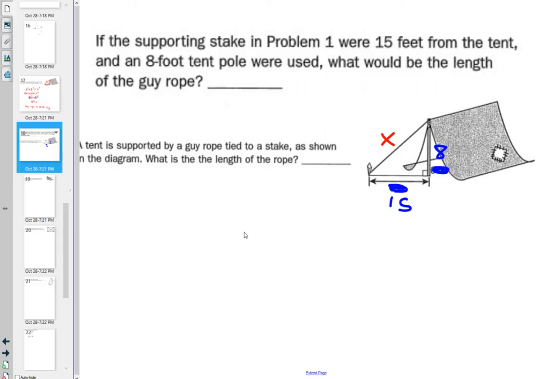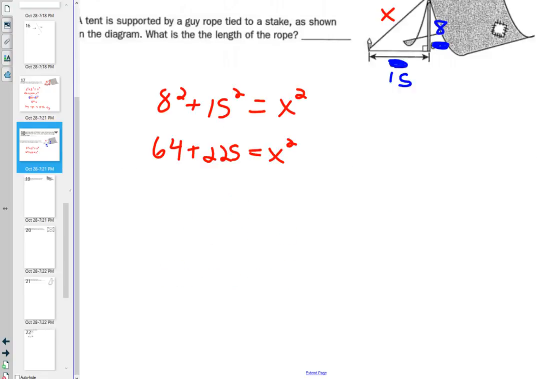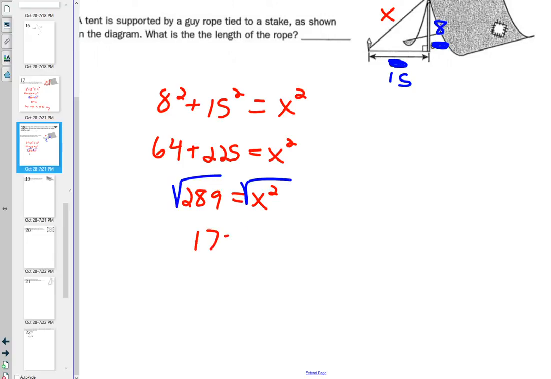Which side are we looking for? Alright, so 8 squared plus 15 squared is equal to x squared. 64 plus 225 is equal to x squared. Add them up. 289 is equal to x squared. And then you would write at the end the guy rope is 17.